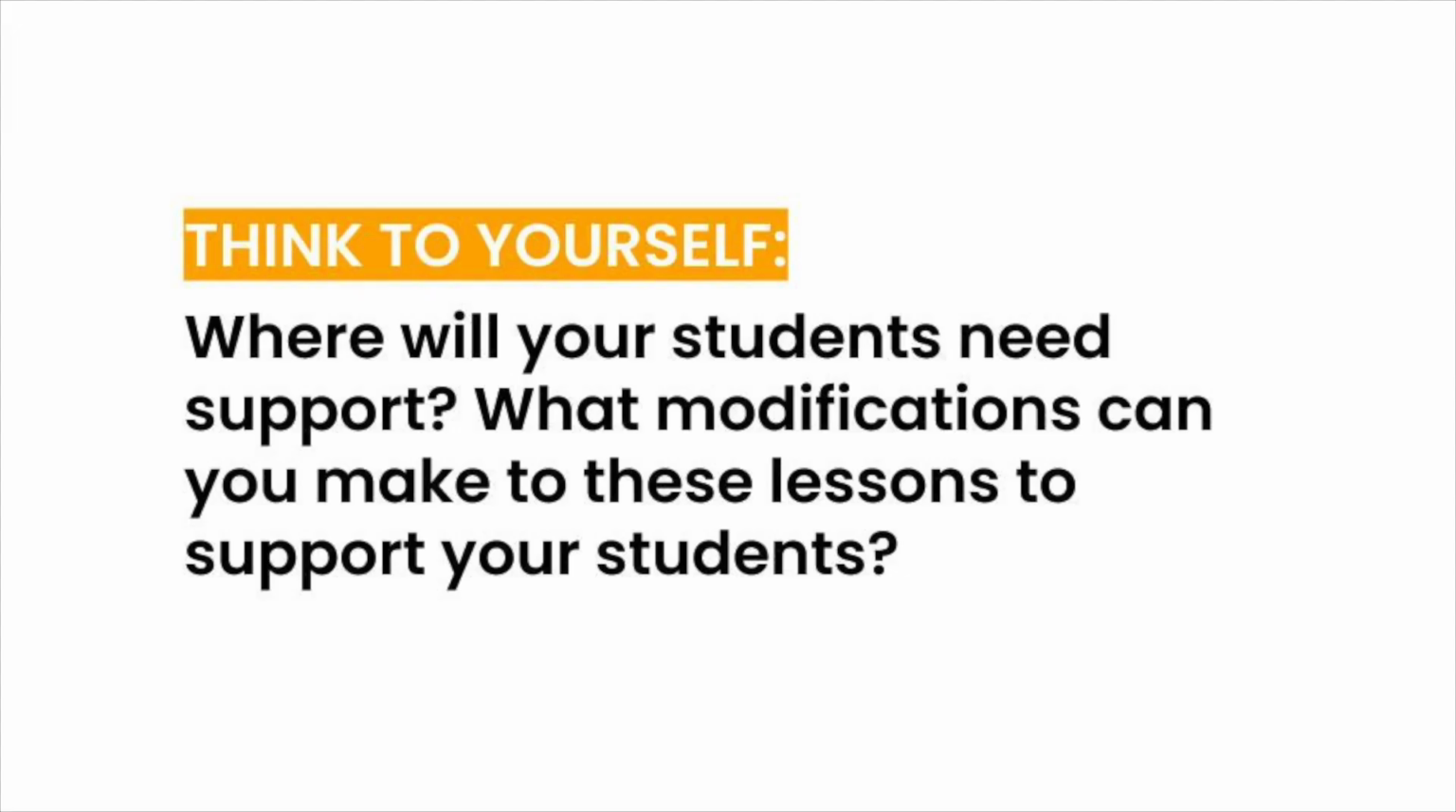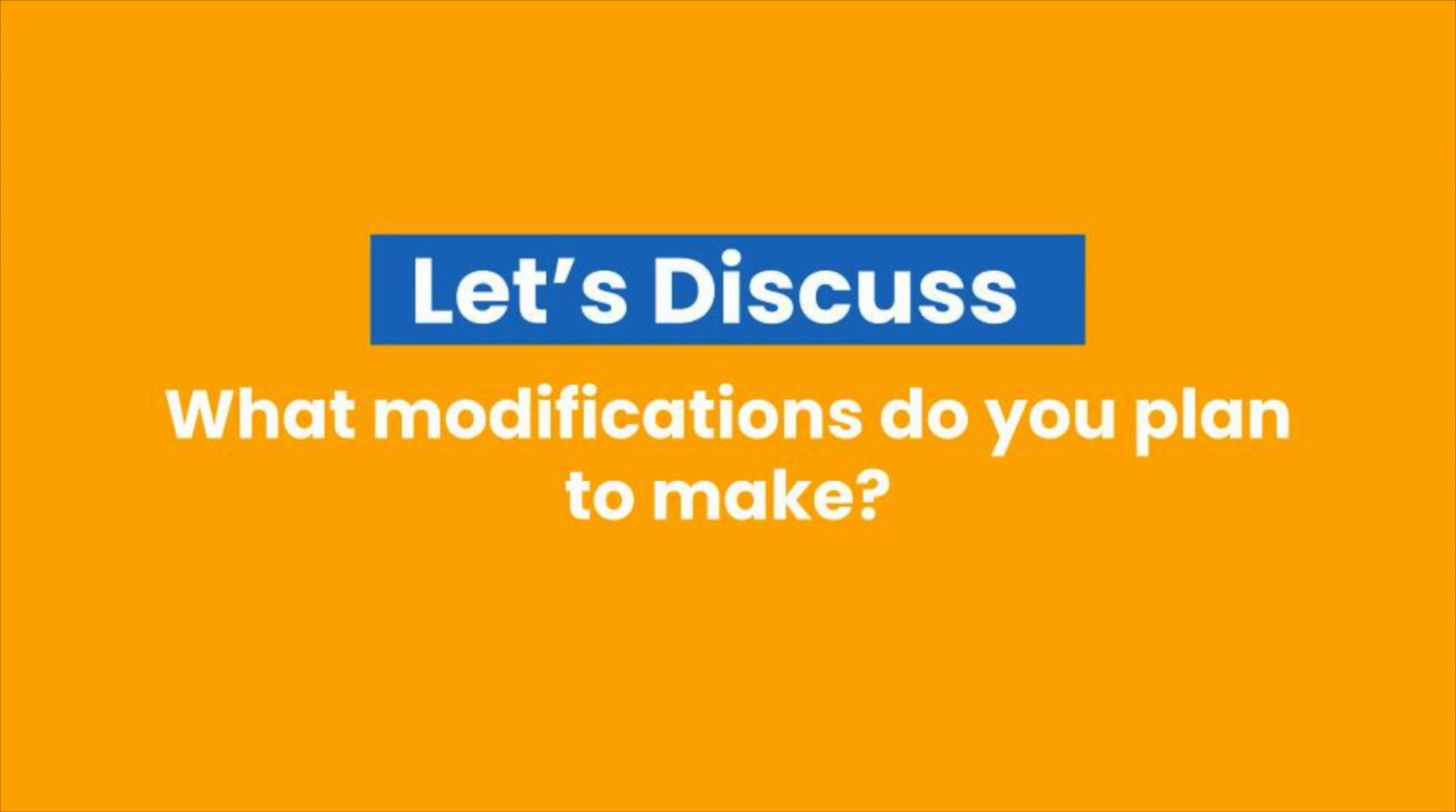At the beginning of this lesson, I prompted you to think about any modifications you'd like to make for your students. What additional supports might your students need? How can you make these lessons more accessible for the students in your room? Please pause so we can share our ideas if you are in a group. If not, take a moment to think about the modifications you plan to make.